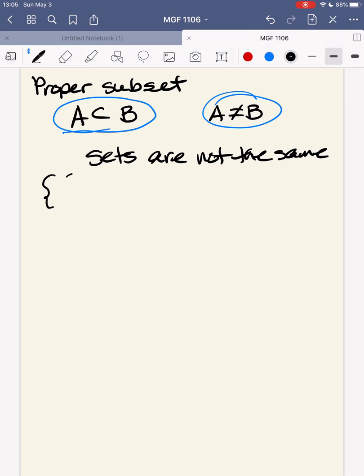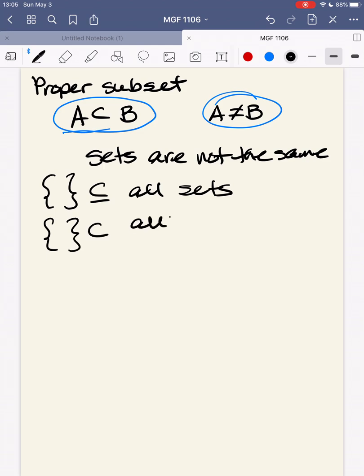Now, the empty set is a subset of every set. We talked about that earlier. It is also a proper subset of all sets, and this is a big one, except itself. Okay, so the empty set is a subset of all sets. It is also a proper subset of all sets, except itself. Very interesting.